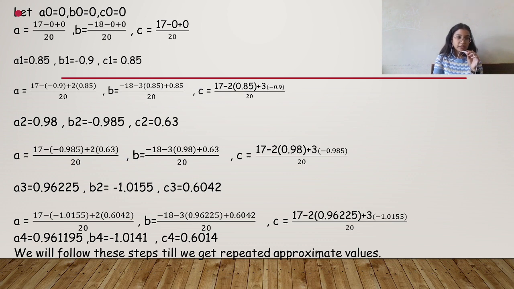By putting the values of a1, b1 and c1, a equals (17 minus 0.9 plus 2 times 0.85) upon 20. b equals (minus 18 minus 3 times 0.85 plus 0.85) upon 20. c equals (17 minus 2 times 0.85 plus 3 times minus 0.9) upon 20. a2 equals 0.98, b2 equals minus 0.985, c2 equals 0.63.